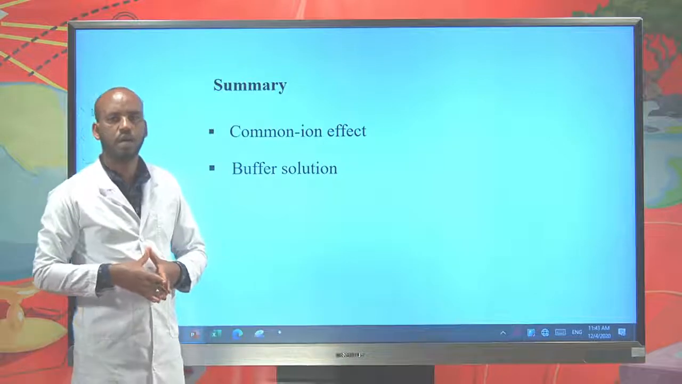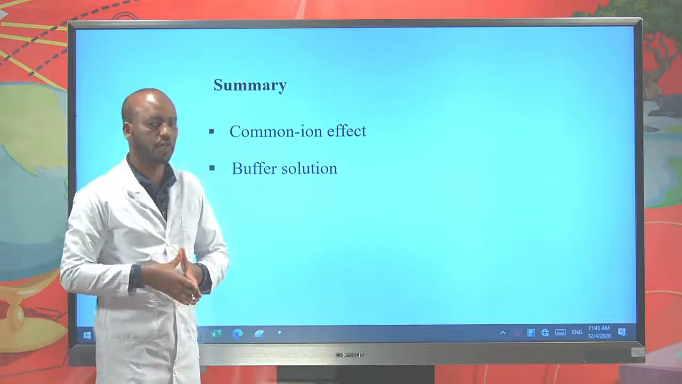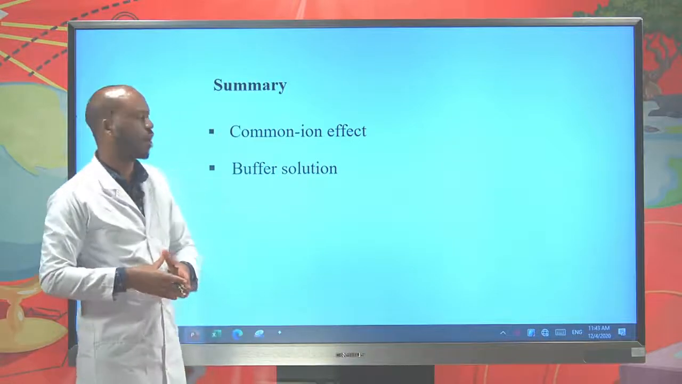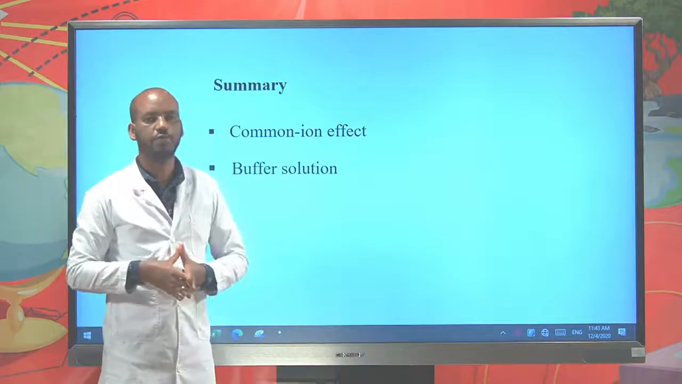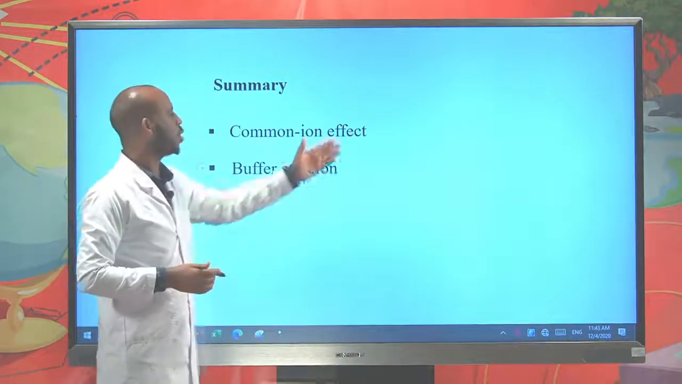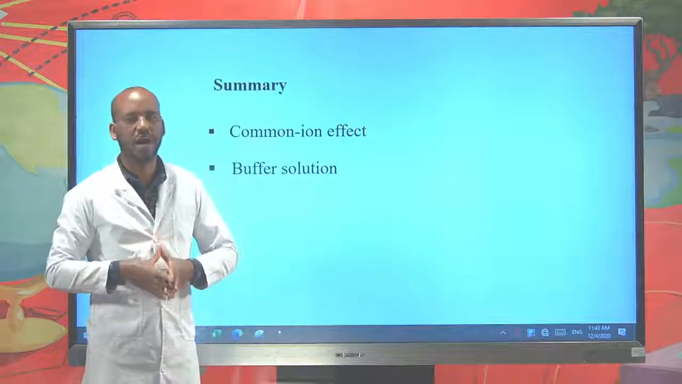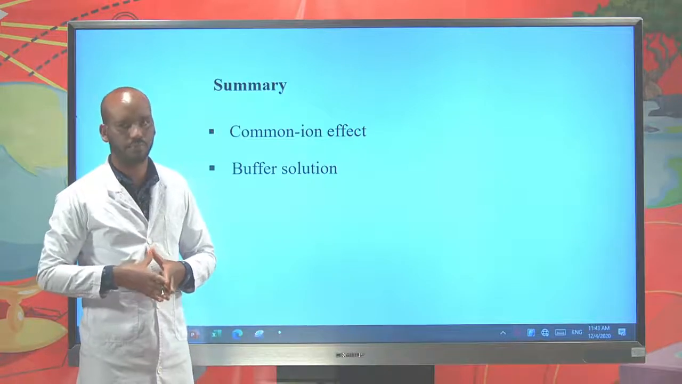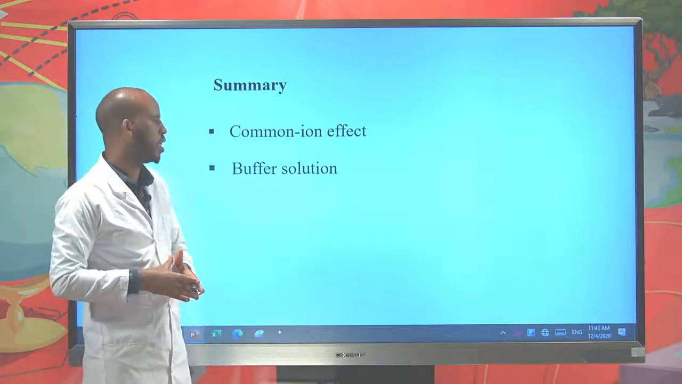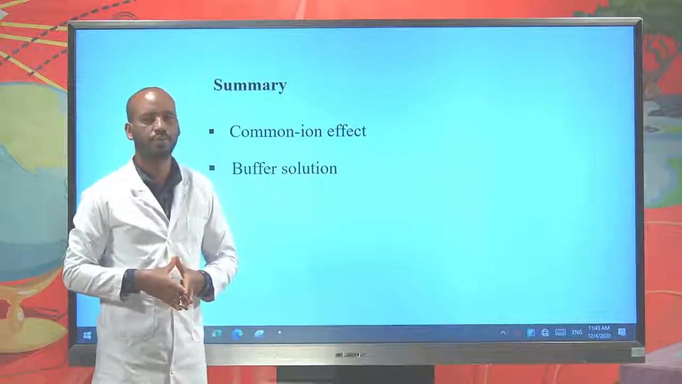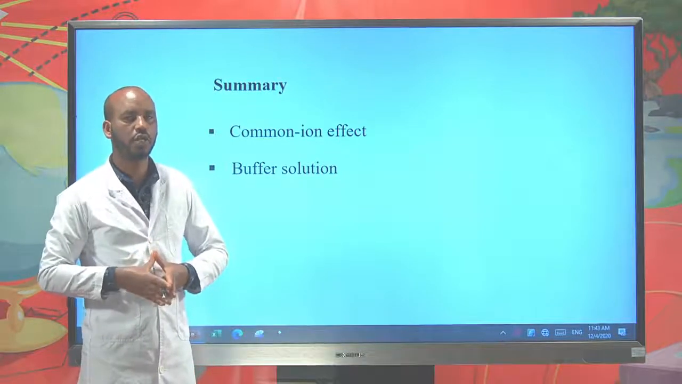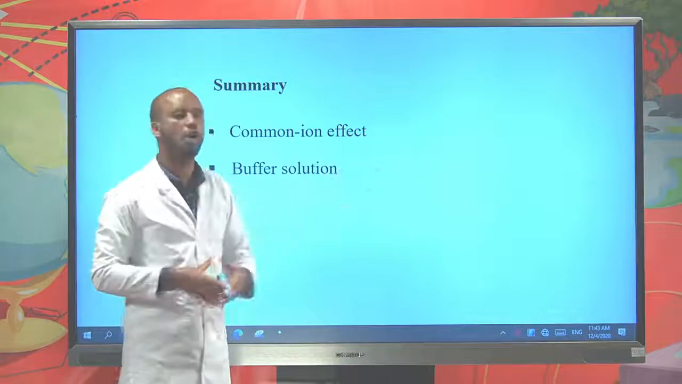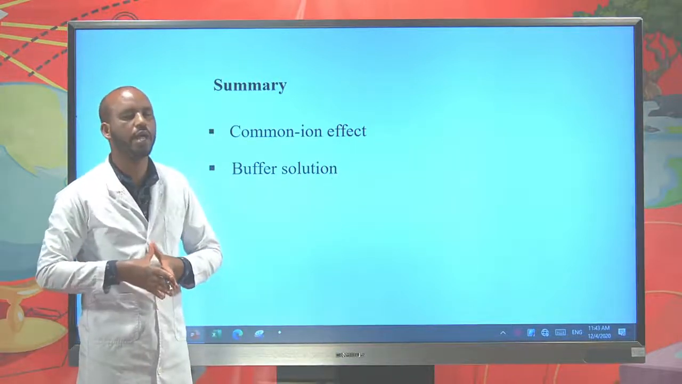Students, in today's lesson, we discussed the common ion effect. The common ion effect is the shift in equilibrium caused by the addition of a substance having an ion in common with the equilibrium mixture. Addition of a substance that provides a common ion suppresses the dissociation of a weak acid and weak base.